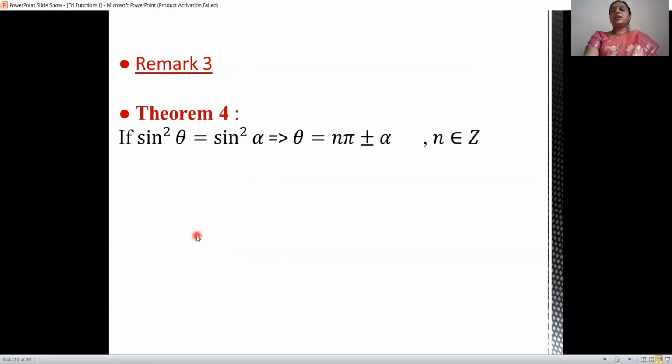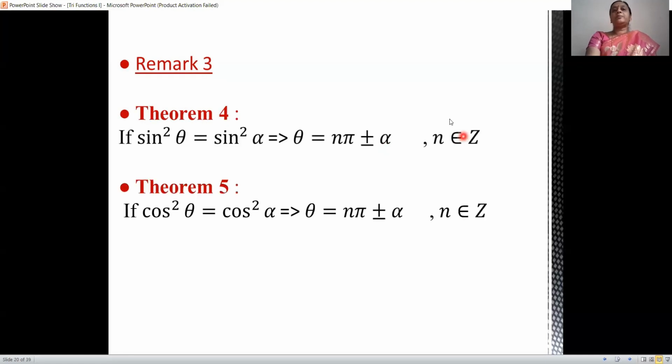Now, these remarks are given to you as theorems 4, 5, 6, etc. Now, what is this? If sin square theta is equal to sin square alpha, means if the function is of the type sin square theta is equal to sin square alpha, in this case, the general solution of this function will be of the type theta is equal to n pi plus minus alpha, where n belongs to Z.